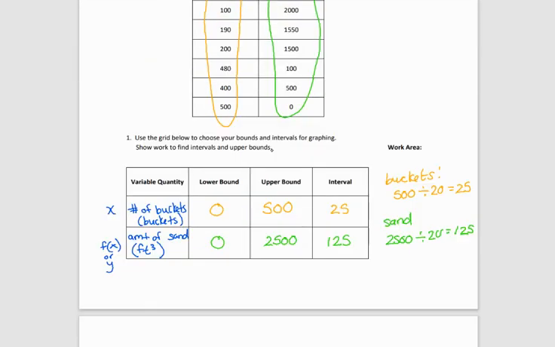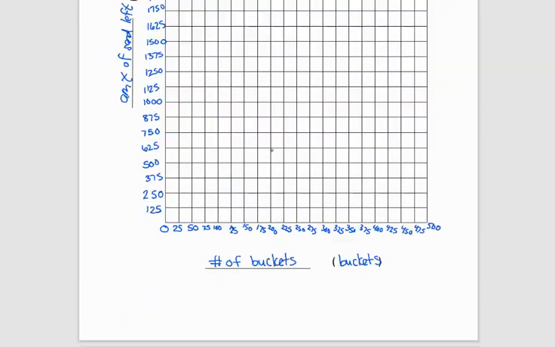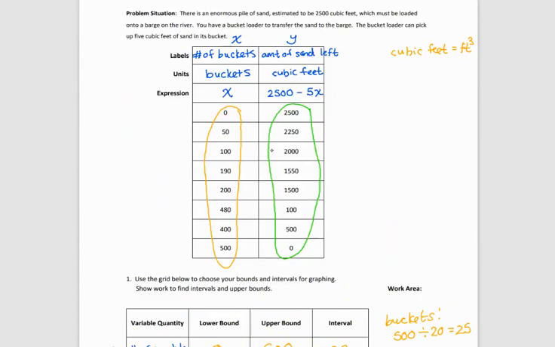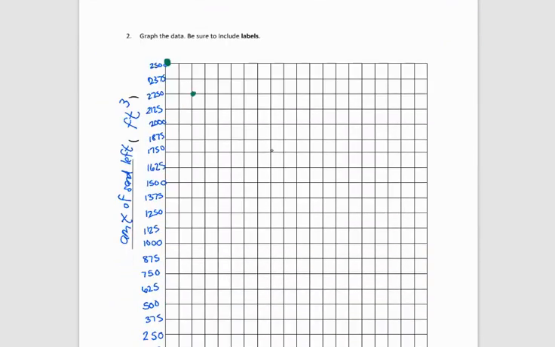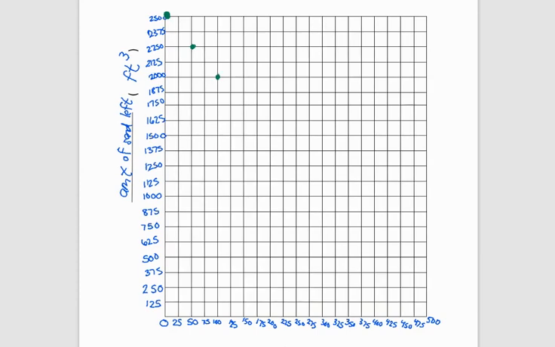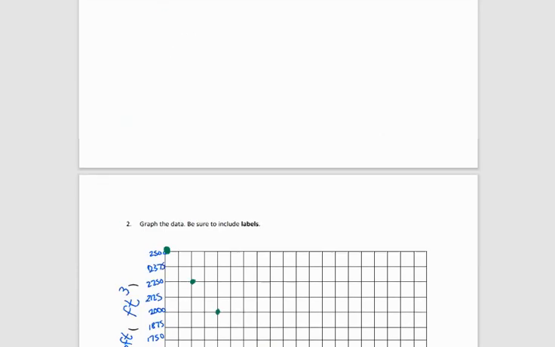Next is 50, 2,250. So 50, it's 2 lines over, 2,250. All right, next one, 100, 2,000. And with those first 3 points, I always pause and I look, am I getting a nice linear equation? Is it a straight line so far? Yes, right? It's not going to bump up and loop around. So far, so good with my data. We'll keep on going.